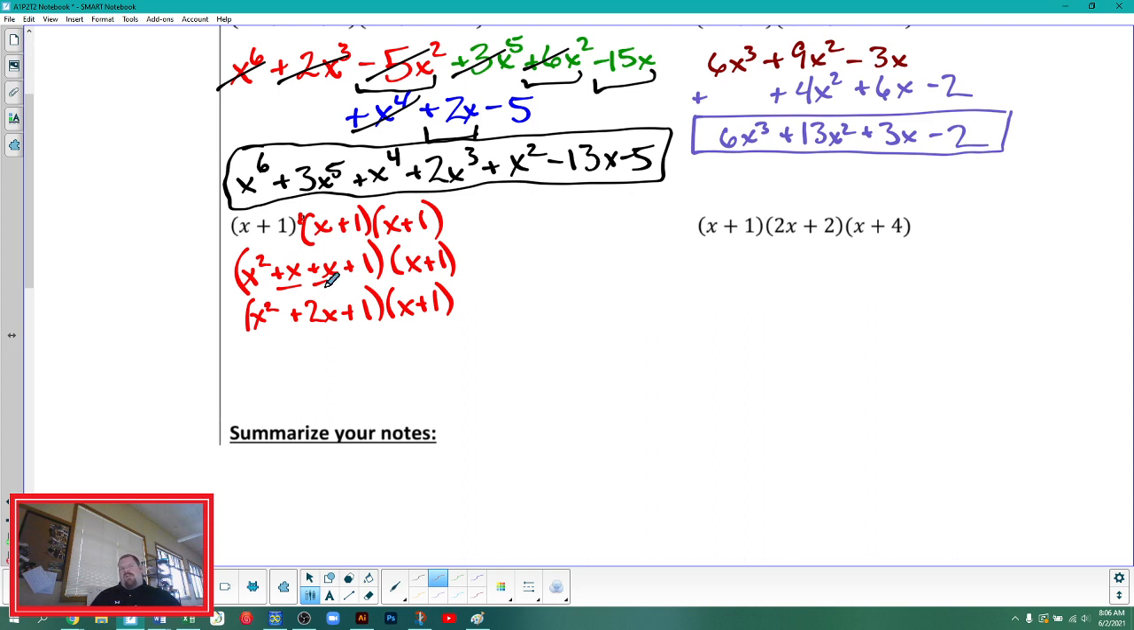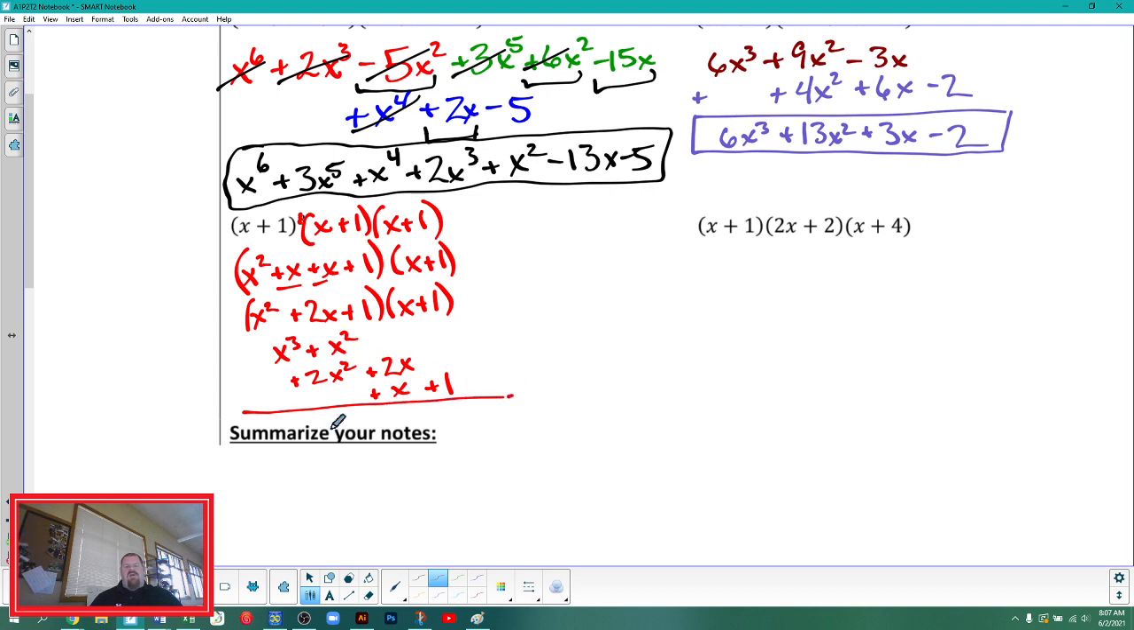And now I want to treat it like the problem that we just did and multiply everything in the first set of parentheses by everything in the second. So x squared is going to be multiplied by the x and the 1. x squared times x is x to the third. x squared times 1 is x squared. I'm actually going to stack from here on. 2x times x is 2x squared. 2x times 1 is 2x. 1 times x is plus x, and 1 times 1 is plus 1.